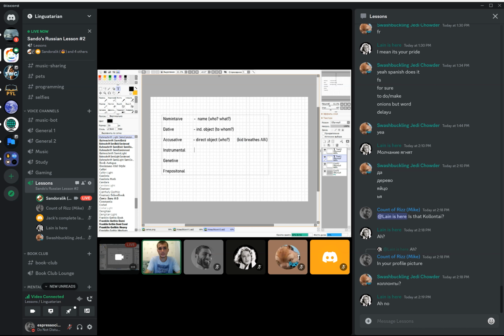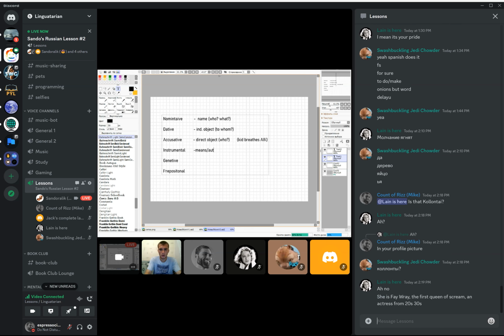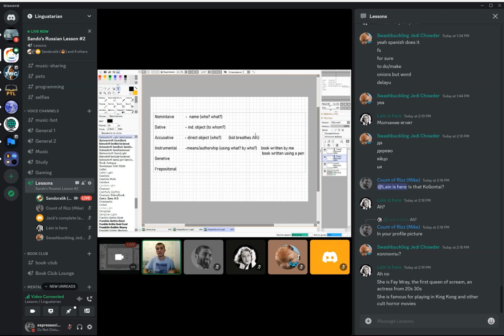We have instrumental. Instrumental case tells us about the means of a performed action, right? Means or authorship. So we could translate this as using what or by whom. So a book written by me, or let's say a book written using a pen, right? That's what instrumental does. It signifies the means or authorship of an action.